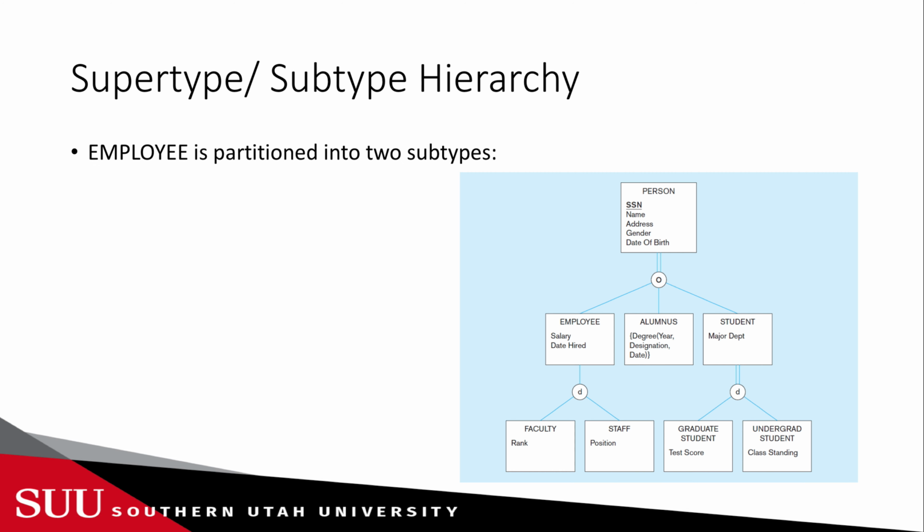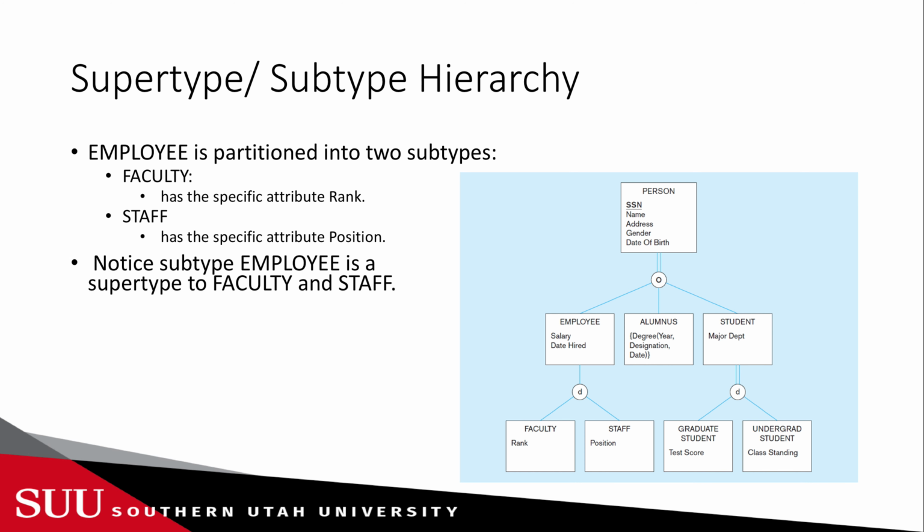Now for employee, it's partitioned into two subtypes. We have faculty that has a specific attribute called rank, and then we have staff that has a specific attribute called position. And then when we look at this, the subtype employee is a supertype for faculty and staff because there may be other types of employees.